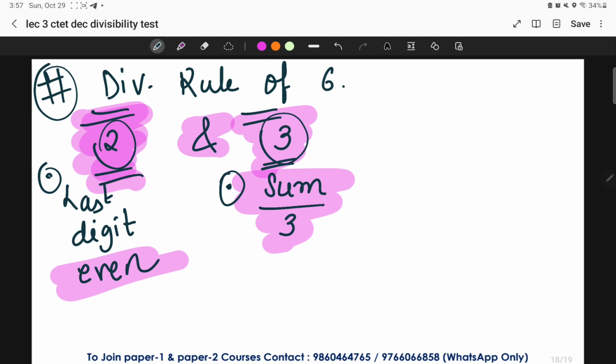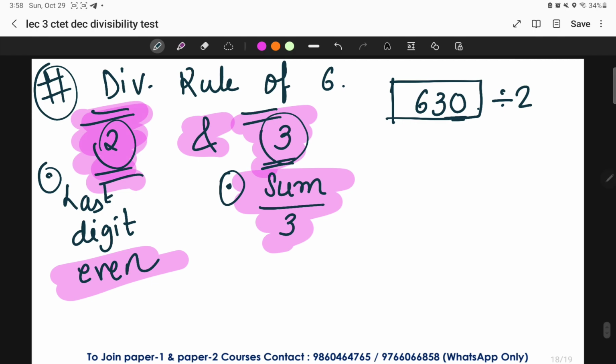For example, just look at the number 630. The number is divisible by 2. Why? Because the last digit is 0. 0, 2, 4, 6, 8. What are these? These are the even numbers, right?